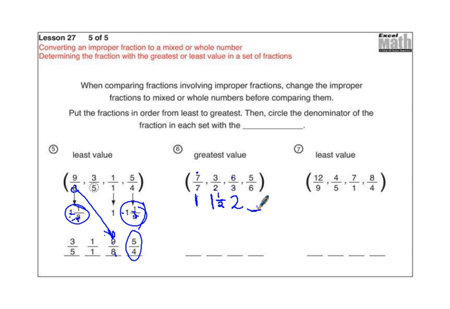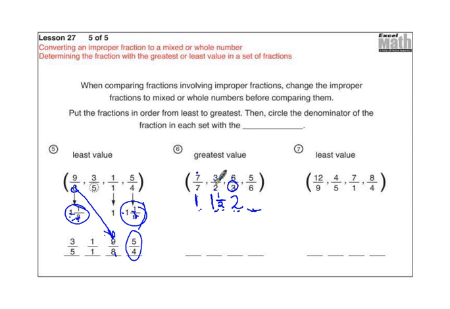So I want the greatest value to be circled. Circle the denominator of the greatest value. Well, this is equal to 1. That's equal to 1 1/2. That's equal to 2. 2 is bigger than all of these, and it's obviously bigger than something that's not even equal to 1 whole. So I would circle the 3. That number would go in my check answer.